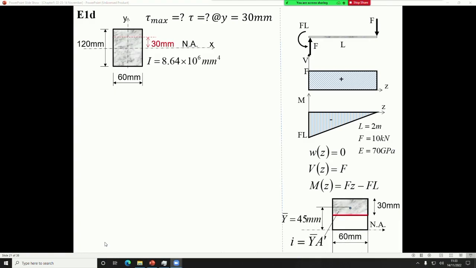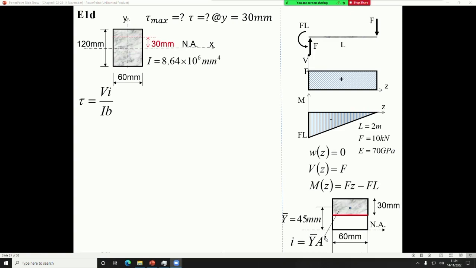So the problem is asking us to find the maximum shear stress and also the shear stress acting on a layer which is located at the distance of 30 millimeters from the neutral axis or neutral plane. So that's the equation for it. I is constant, the second moment of area is constant, capital I. B is constant, the width. What is B equal to? That's correct. The width is 60 millimeters.